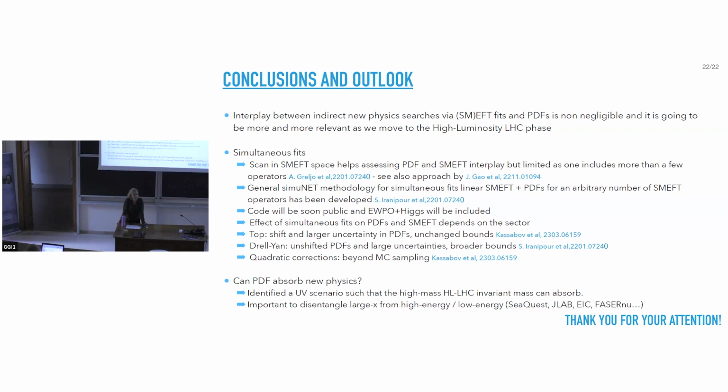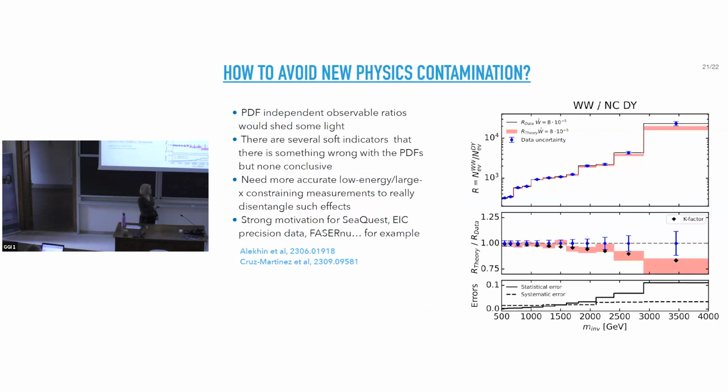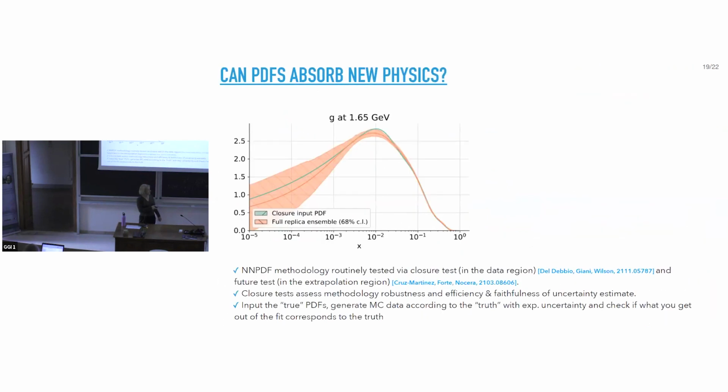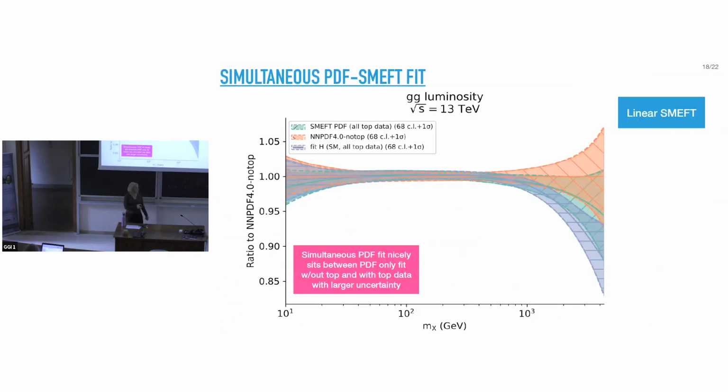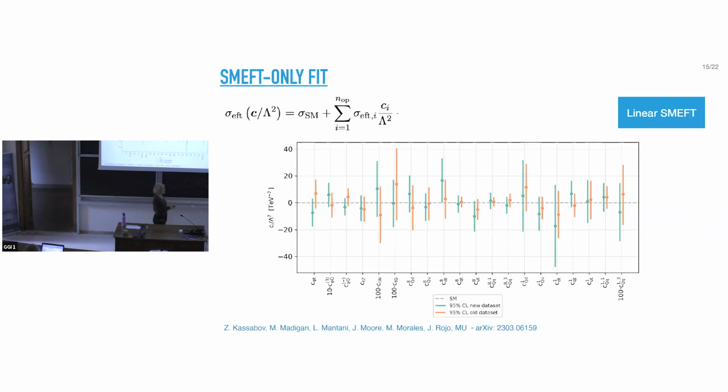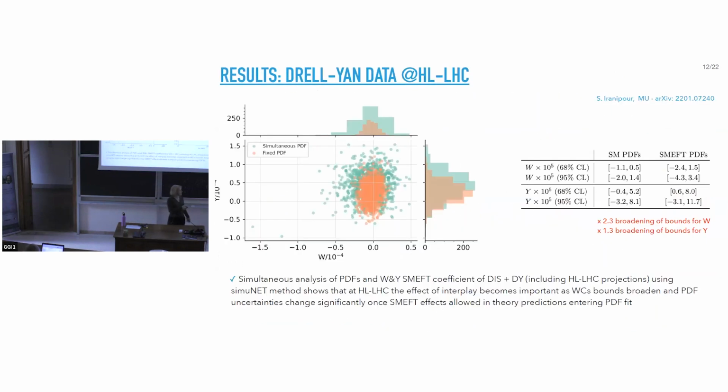Things that you do not use for the PDF fits will start having an effect, because you did the example of the Higgs, but a lot of Higgs observables are used in SMEFT fits, and the operators talk to each other, right? So they will start having an effect on PDF fits as well. Exactly, that's a very good question. I forgot to mention that.